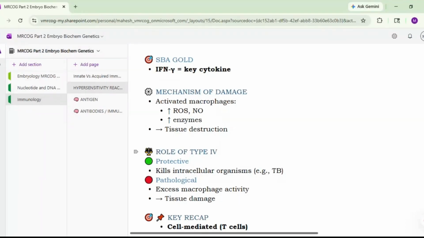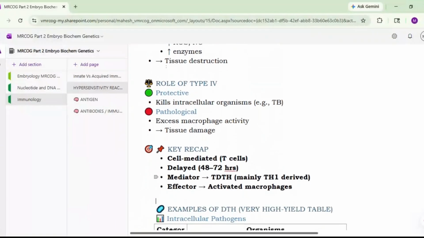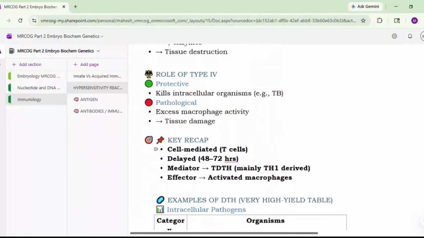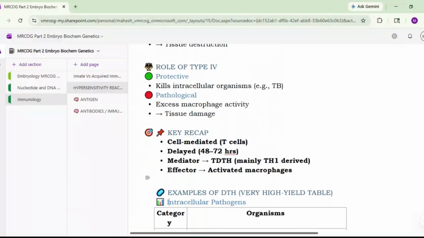So what is the role of type 4 hypersensitivity? It may be protective because it kills intracellular organisms like tuberculosis. It may be pathological. Excess macrophage activity will lead to tissue damage. Just to recapitulate, it is a cell-mediated T cell response. It is delayed, 48 to 72 hours. The mediator is TDTH, mainly TH1 derived helper cells. The effector is the activated macrophage.